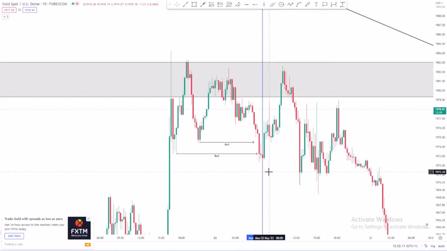So what I'll do is this. I look out for the beginning, the origin of that particular impulsive movement. At the origin, I will look out for the order block at that particular level.